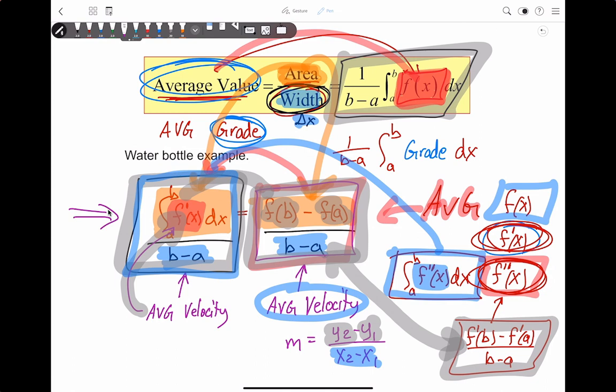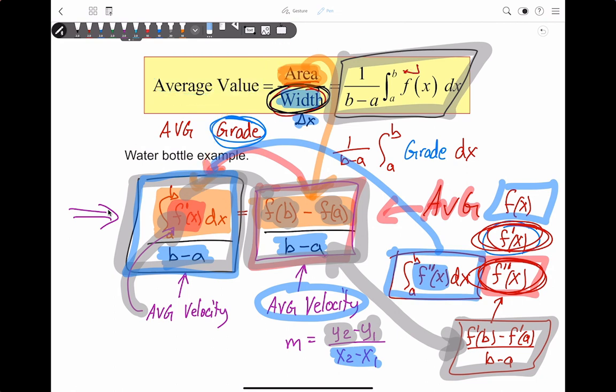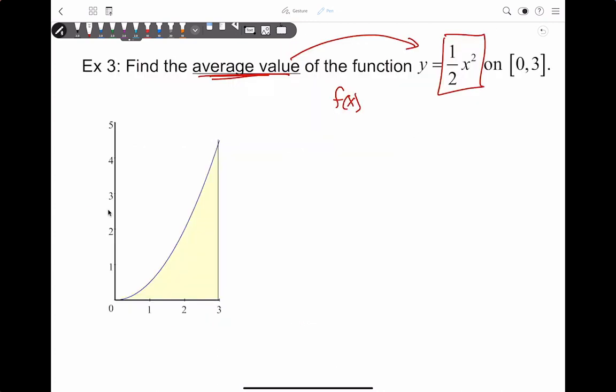But if we remember over here, the average value of a function, let me highlight that, is going to interpret f of x, not f prime, but f of x. So let me change that real quick. If it said velocity, then this thing over here would be f prime. If it said acceleration, then this thing over here would be f double prime. So let's go ahead and find the average value of this function.